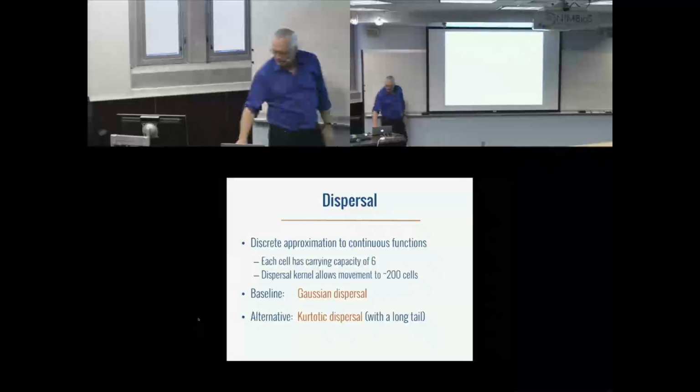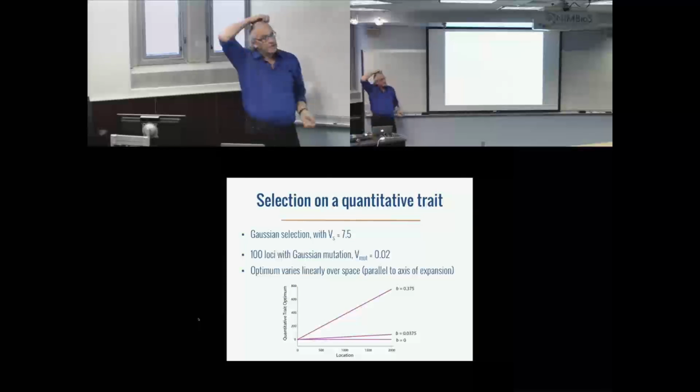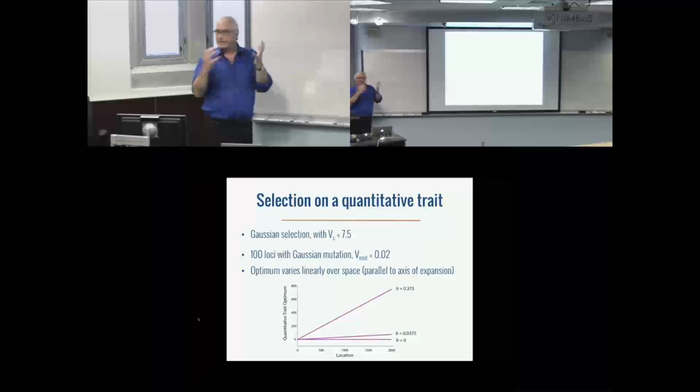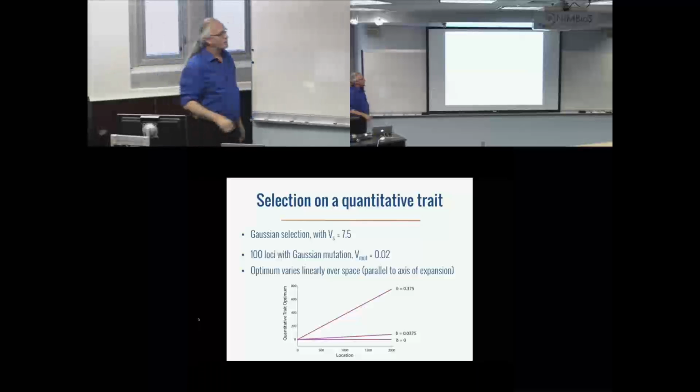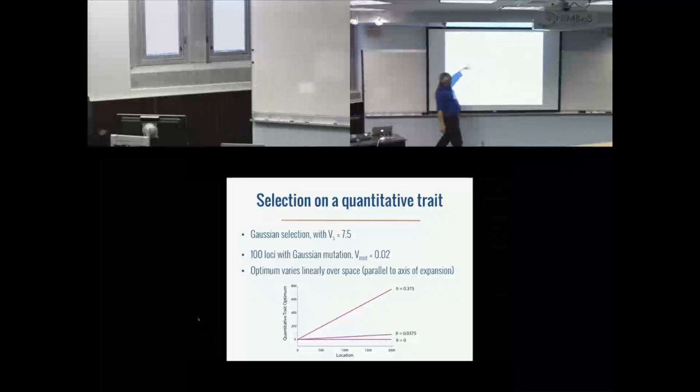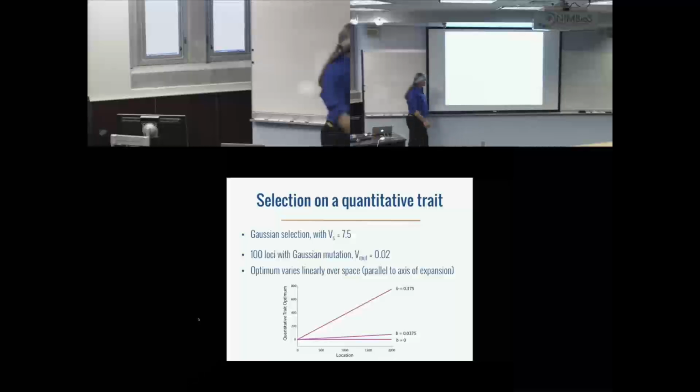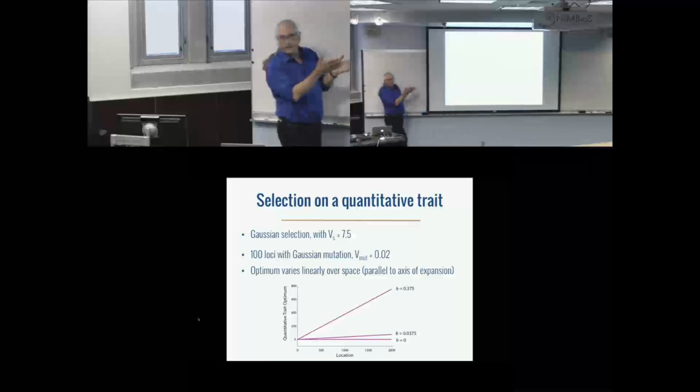Okay. All right. Now, what do we do for selection? So we have a quantitative trait. Quantitative trait has Gaussian selection, right? Stabilizing selection around the optimum. There's a strength of that selection around that. We have 100 loci, each locus that affect the quantitative trait.